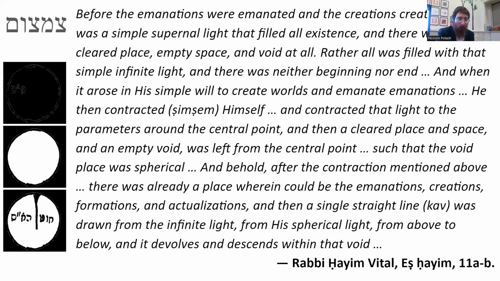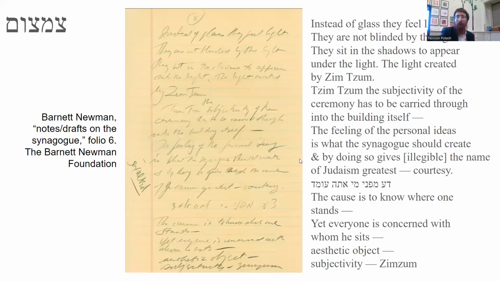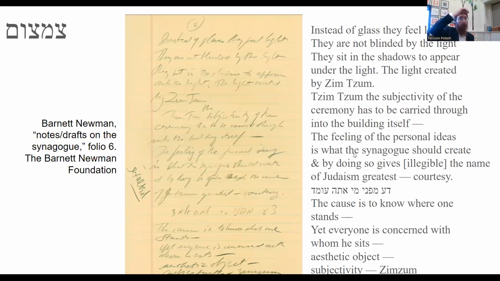Now let's go back to Newman's notes. Okay. I'm going to put this up there. We're not going to read this whole thing, but this is from one page of the notes that he wrote in connection with his synagogue design. And here, I'm going to just focus on these last two lines. Aesthetic object, subjectivity, Tzimtzum. Okay, now, so this is, let's say, a high art theory. And my argument here is that his whole concept of art depends on the Hasidic understanding of Tzimtzum.